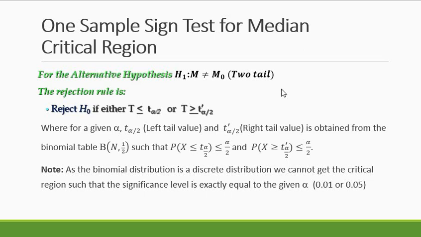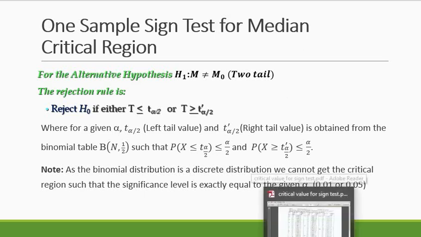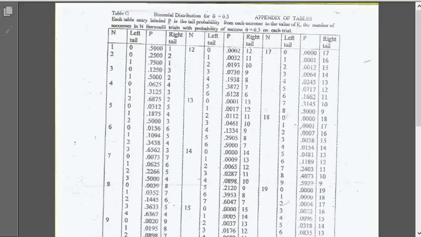Otherwise, we reject it. If T is equal to T alpha by 2, or if T is equal to T dash alpha by 2, then also we reject the null hypothesis. Now I show you how we can find the T alpha by 2 and T dash alpha by 2.